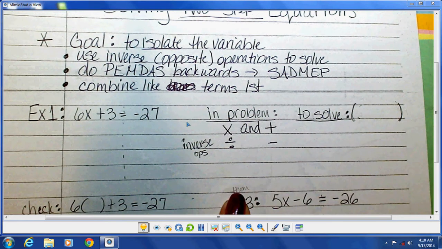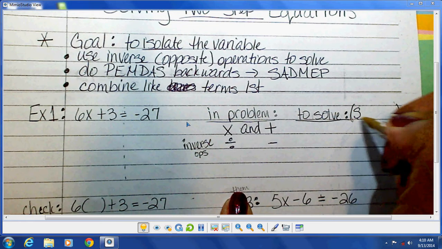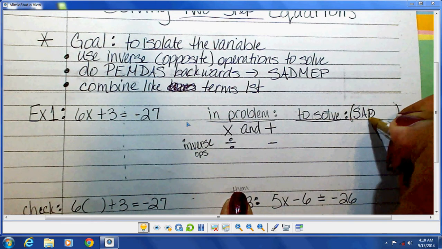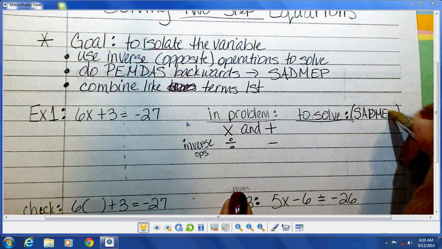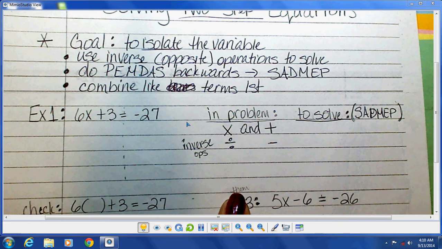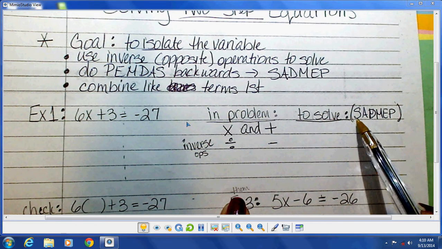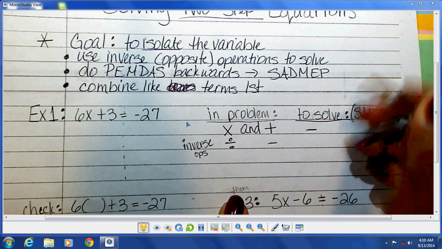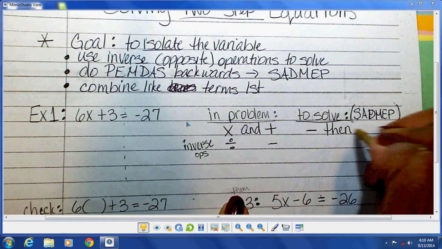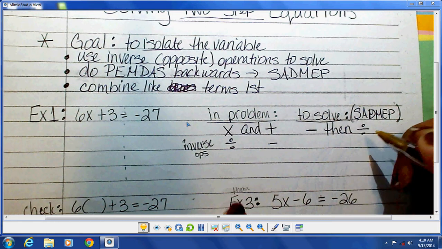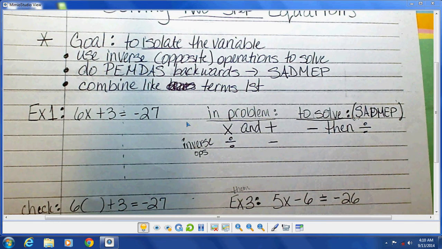That means to solve, remember we're doing SADMEP, not PEMDAS. So that means we're going in the reverse operation. Since subtraction comes first in SADMEP, we're going to end up subtracting, then we're going to divide. So that's all that means.